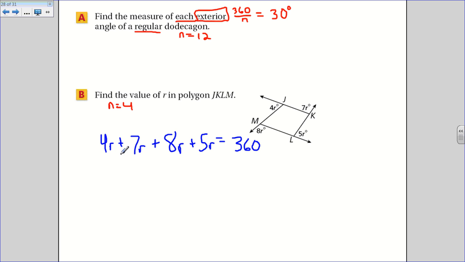Simplify this a little bit. 11r plus 8 is 19r plus 5 is 24r equals 360. Divide by 24, we get 24 goes into 36 one time with 12 left over. And 24 goes into 120 5 times, so r is 15. Find the value of r, so we're done. If we need to find each angle, we just plug 15 in for these four, and we would be done.